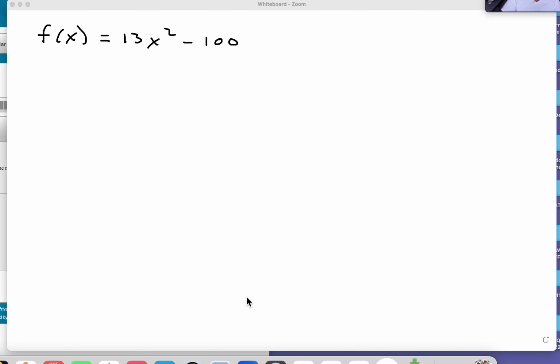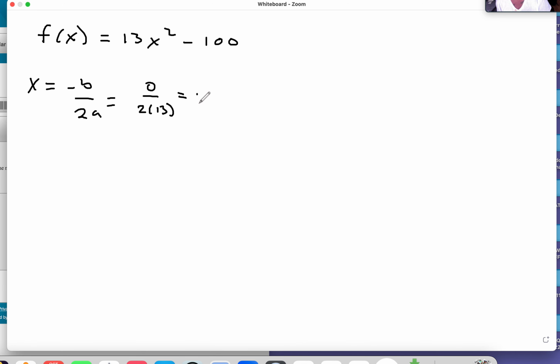Symmetry and the y-intercept. So there's a few different ways to do it, and let's say we decided to do x equals negative b over 2a, just because we have to find a vertex, that will always get us the x-coordinate of the vertex. So here, the slightly tricky thing is there is no x term. B is 0. And so what that means is that the x-coordinate of the vertex is going to be 0.